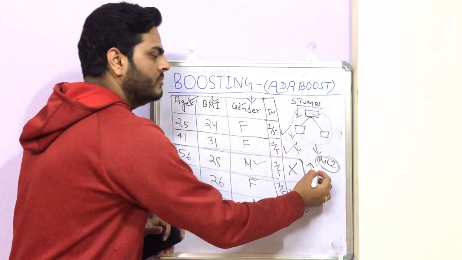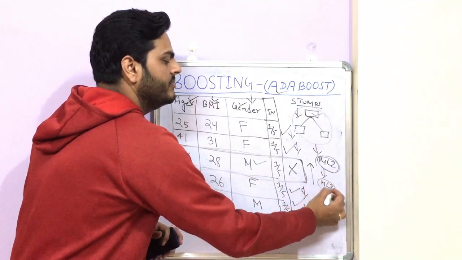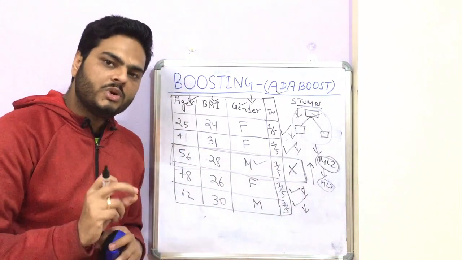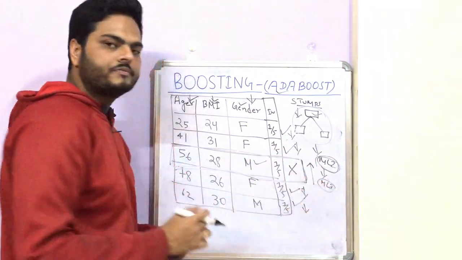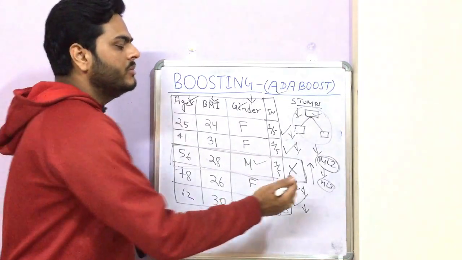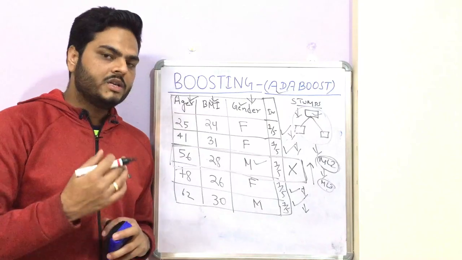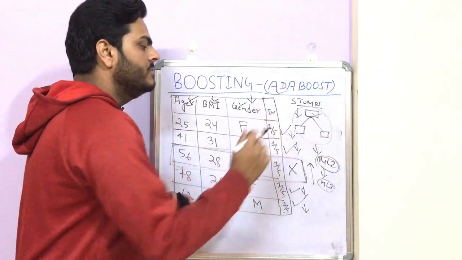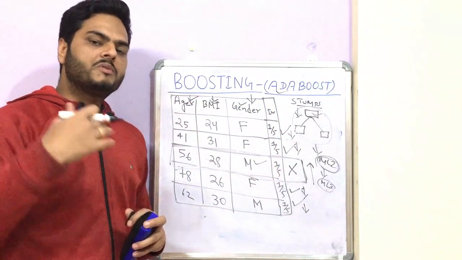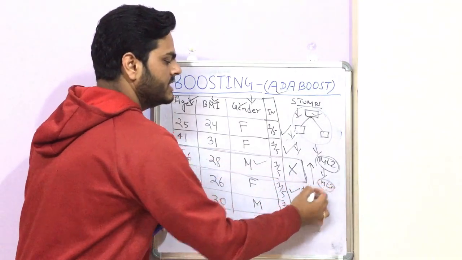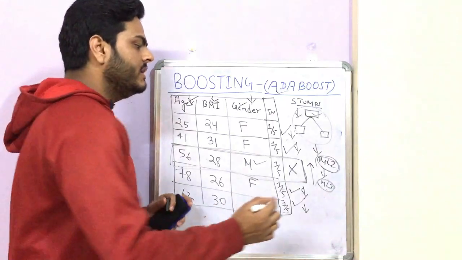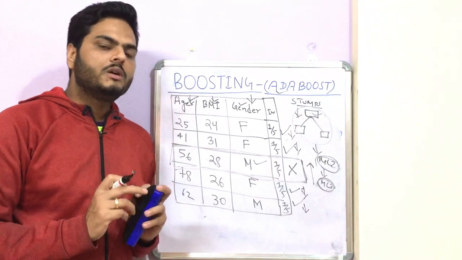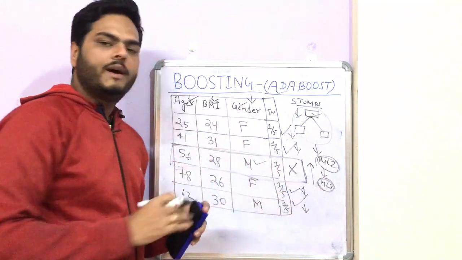And similarly, model number 1, model number 2, model number 3 will get created, and whatever misclassification happens in the previous model, the next model will try to classify it correctly. So this is how in sequence one model takes the input from the previous model and tries to classify. That is why the name is adaptive boosting, because it adapts to the previous model. Whatever the previous model is not able to classify, this model tries to classify. So in the end, the final model is a combination of all these learnings, and hence this technique is called boosting technique, and this algorithm is called AdaBoost.